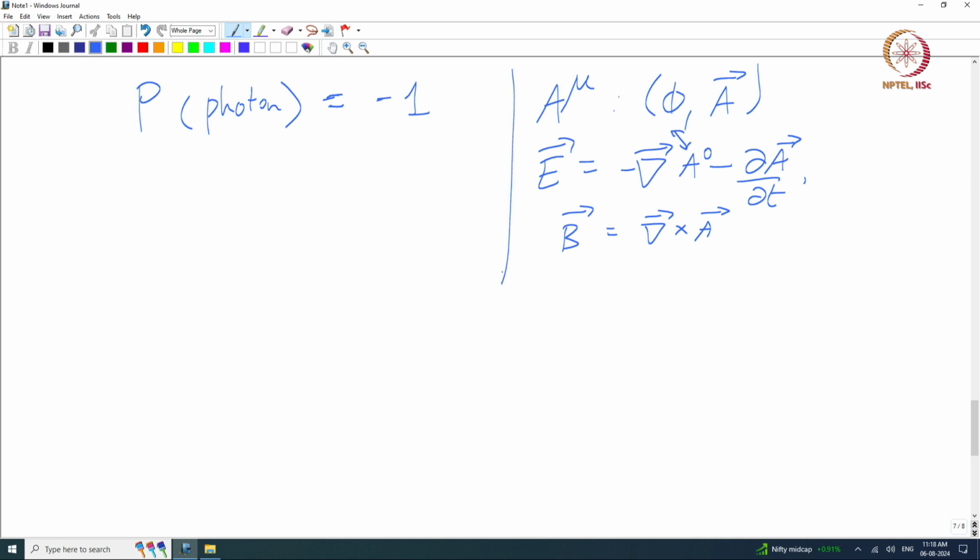Now next, if you were to write the intrinsic parity of a quark, this is much harder to tell. I am just going to tell you the answer. It's +1, and this assignment is completely arbitrary.